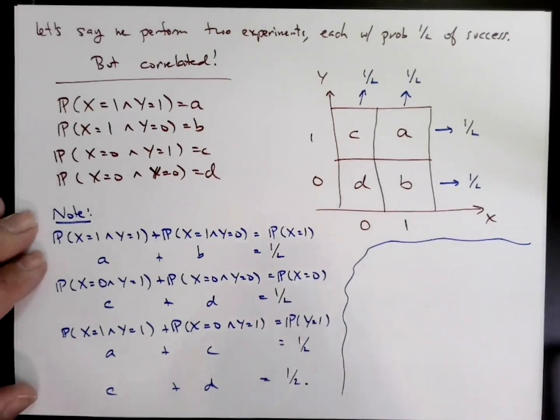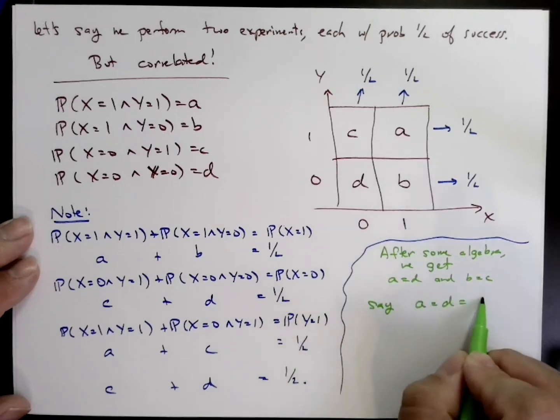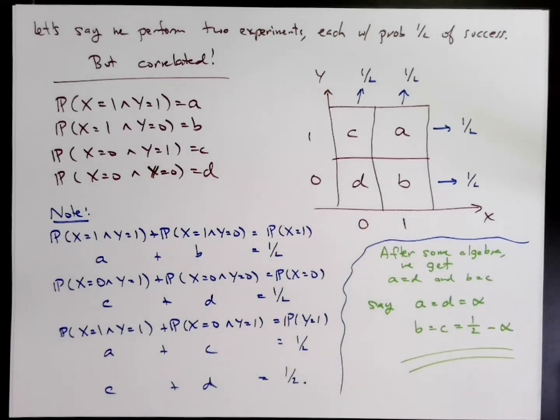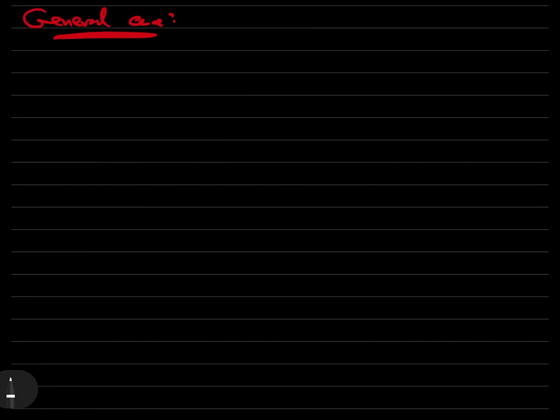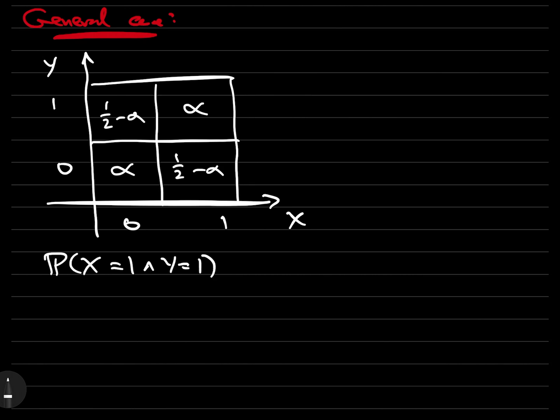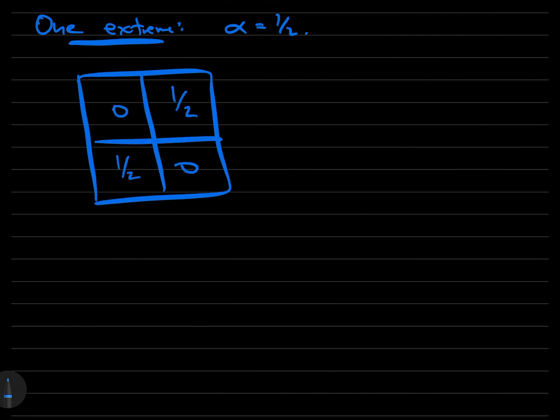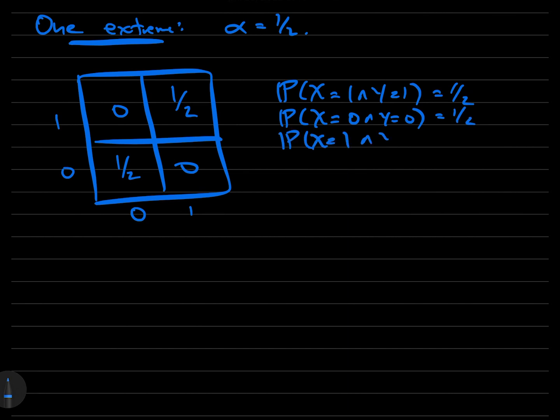Using standard addition rules from probability, we see that there are some constraints on A, B, C, and D, and with a little bit of work, we can see that it must be true that A equals D and B equals C. So let's call A and D alpha. That's the probability the two random variables agree, and we'll call the other variable 1/2 minus alpha. That's the probability they don't agree. One extreme of this is if we choose alpha equal to 1/2, meaning that the probability that the random variables are both equal to 1 is 1/2, the probability that they're both equal to 0 is 1/2, and the probability that they differ is 0.